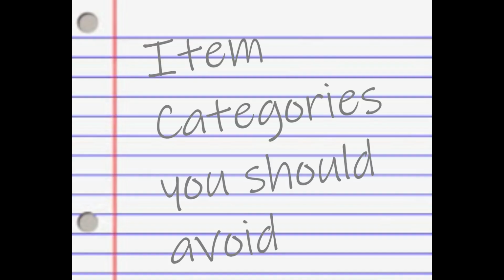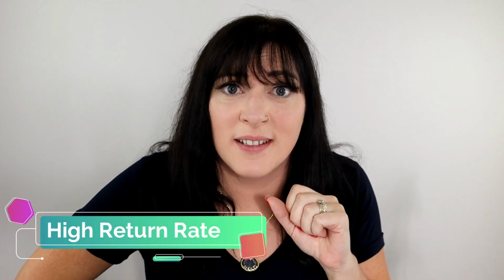Like selling in the wrong categories. What categories am I talking about? Number one, you want to stay away from categories that have a high return rate, okay? A high return rate is like clothing, shoes. Especially women's clothing. Men's clothing is a little better, but women's clothing and children's clothing is not a good category to get into.